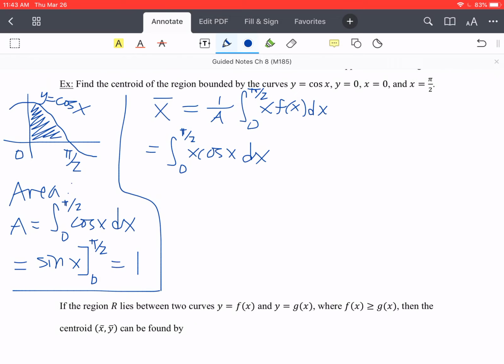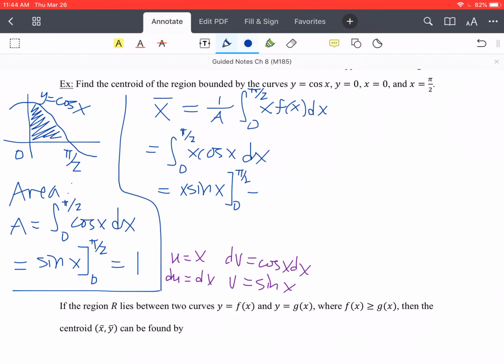Now this one, we do need integration by parts for this. So let me just write this off to the side here. So we're going to go ahead and let u be x. Then du is just 1 dx. dv is going to be cosine x dx. And v is going to be sine of x. So if we do that, then we get x sine x evaluated from 0 to pi over 2 minus the integral from 0 to pi over 2 of just sine of x dx.